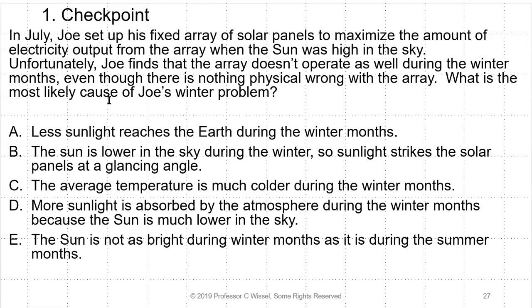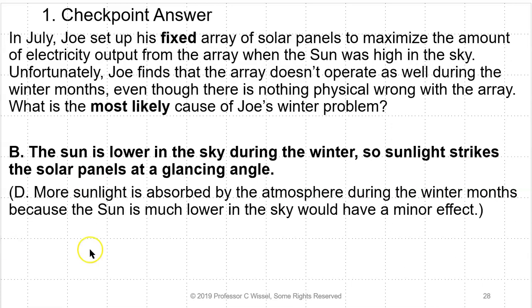E, the sun is not as bright during the winter months as it is during the summer. The sun is the same brilliance all the time. The sun doesn't change. Actually, the sun's getting warmer as it ages, but that's not pertinent to this problem. B is a more important effect.